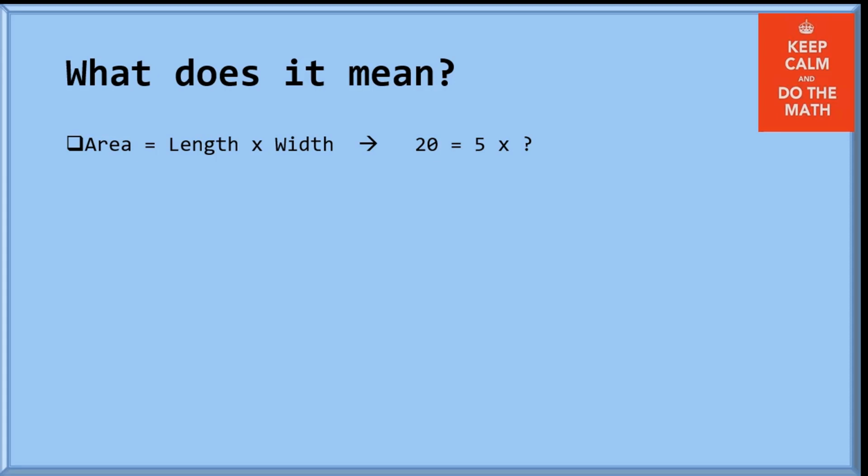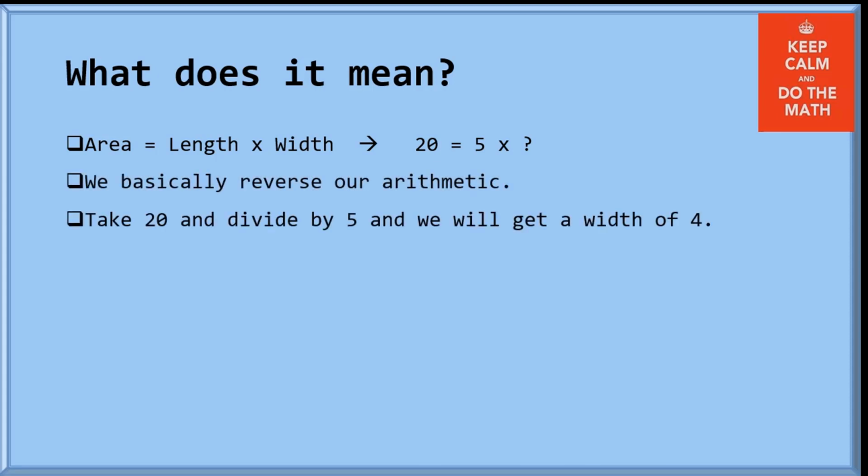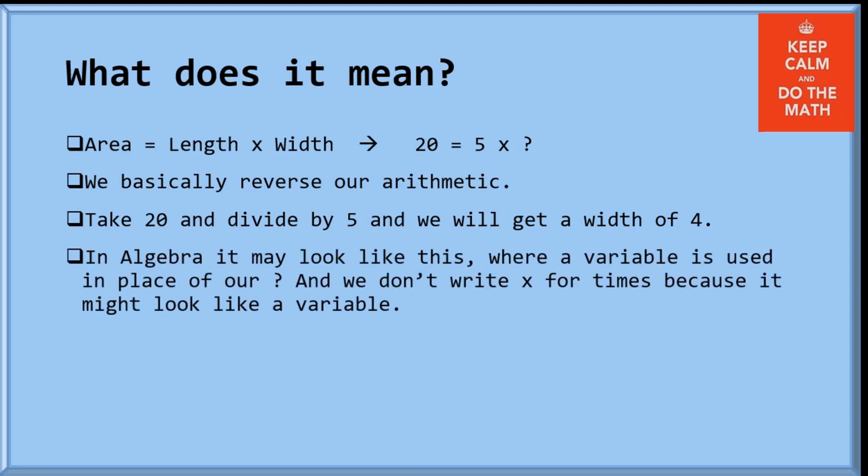Okay, let's take our area example again. We're going to reverse our arithmetic. So since we're multiplying 5 multiplied by the question mark, the opposite of multiplication by 5 is divide by 5. So we're going to do that to both sides. So 20 divided by 5 will get me a width of 4.